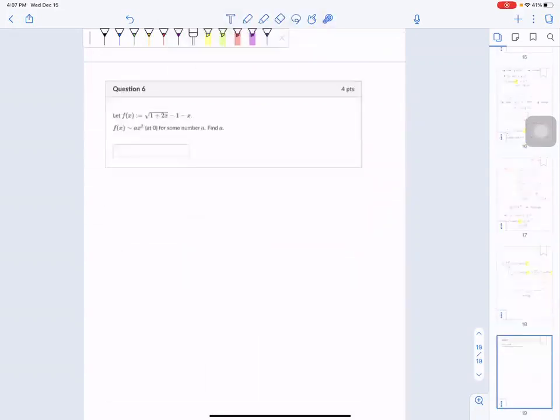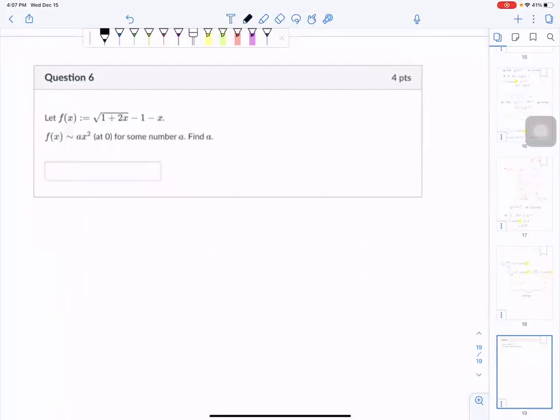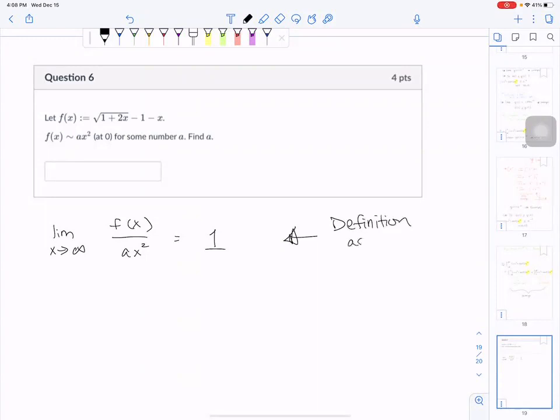Okay, so number 6. All right, number 6 I will say was quite tricky. Actually, once you figure it out, the first thing I was trying to figure out was, what does it mean for something to be asymptotically equal? This little notation means that your limit as x approaches infinity of one thing over the other thing should equal 1. That's by definition of what it means to be asymptotically equal.